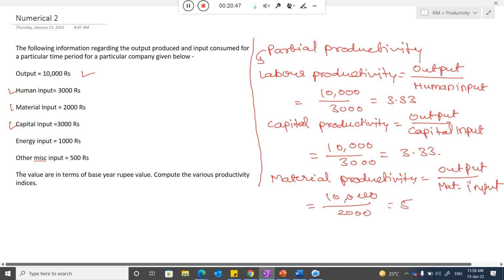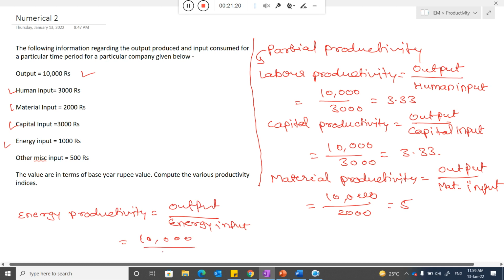Okay, the next one is the energy productivity. Energy productivity is nothing but the output and energy input. So what is the output? 10,000. And what is the energy input? That is 1000, so equal to 10.